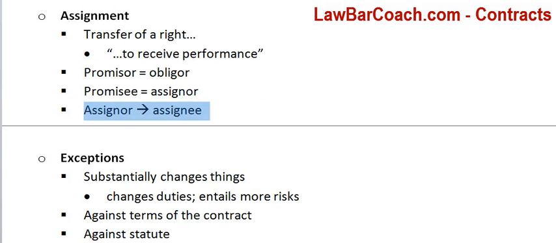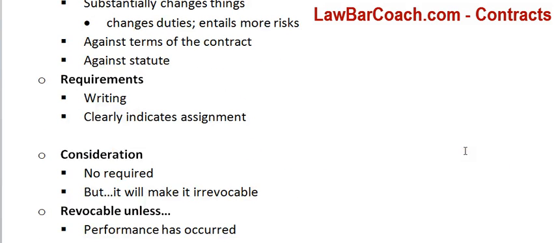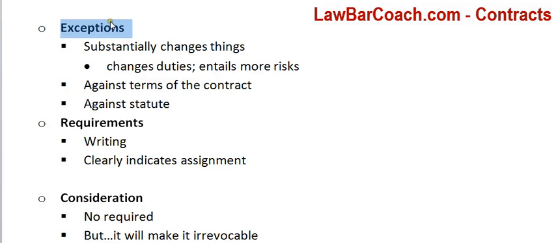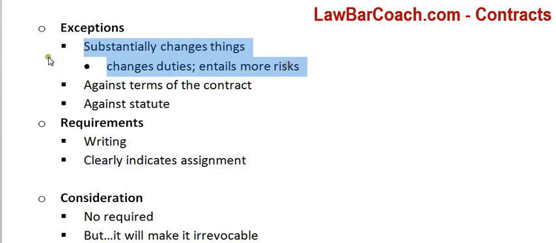There are a couple exceptions to assignment. For one, you cannot do it if you are substantially changing the contract. If I'm going to mow Bill's yard, and he says, I've assigned it to Steve, he lives around the block, all right, fine. But if Bill lives in California and he assigns the contract to Steve, who lives in New Jersey, that is ridiculous. They've changed the duties substantially.